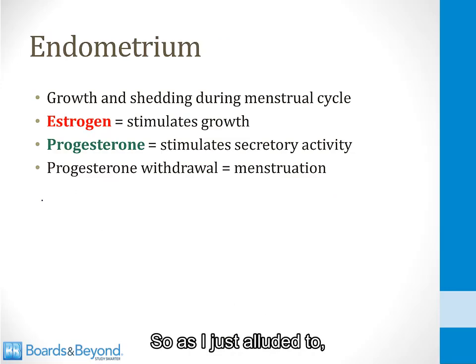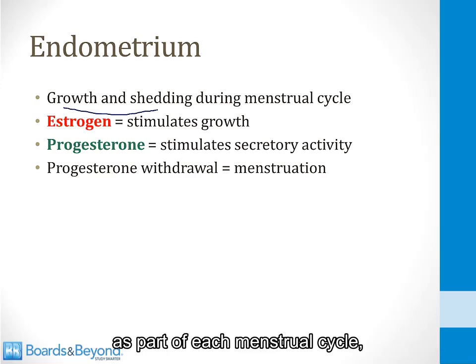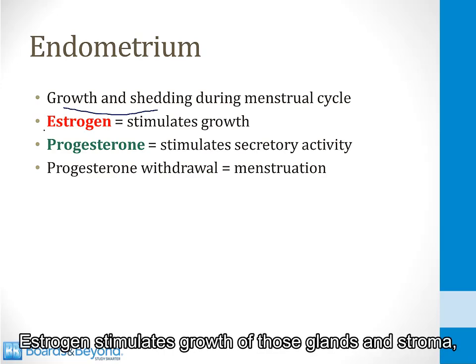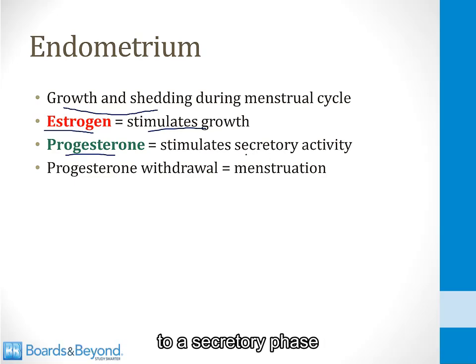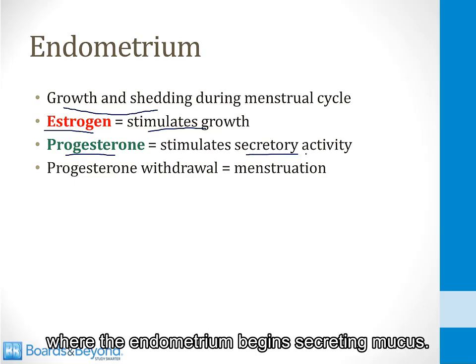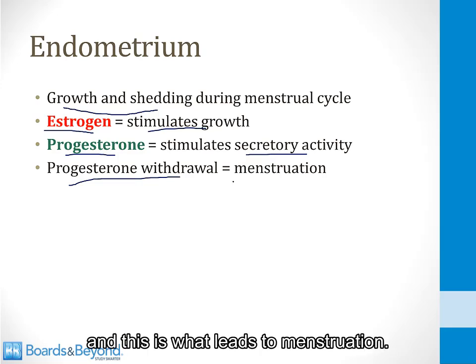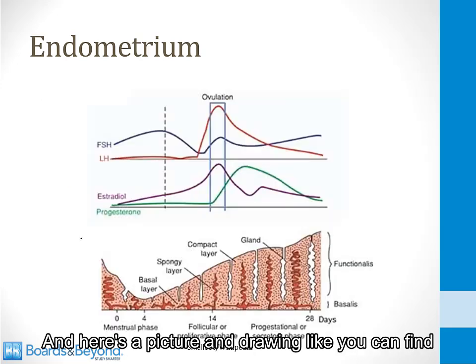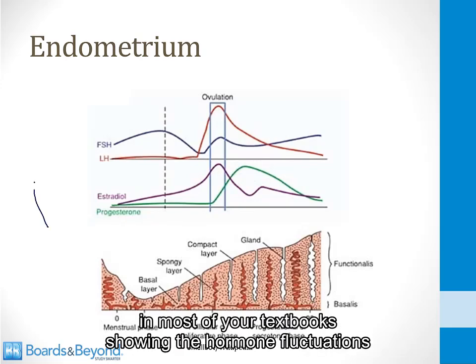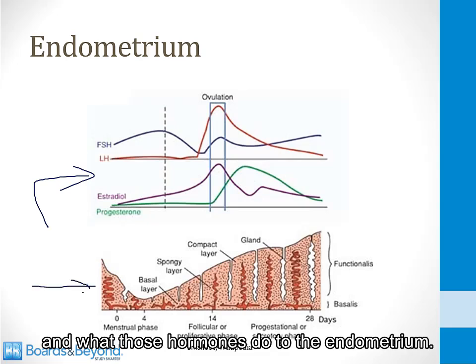So as I just alluded to, the endometrium goes through growth and shedding as part of each menstrual cycle, and this is driven by hormones. Estrogen stimulates growth of those glands and stroma, and progesterone switches over from a growth phase to a secretory phase where the endometrium begins secreting mucus. And when progesterone is withdrawn, then the endometrium is shed, and this is what leads to menstruation. And here's a picture and drawing like you can find in most of your textbooks showing the hormone fluctuations during the menstrual cycle and what those hormones do to the endometrium.